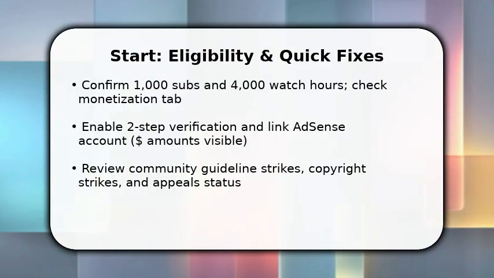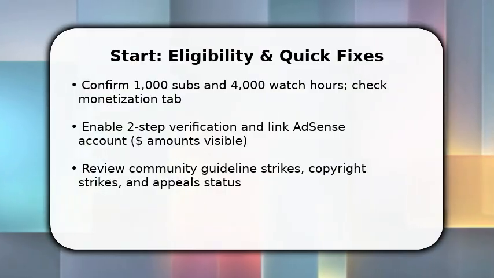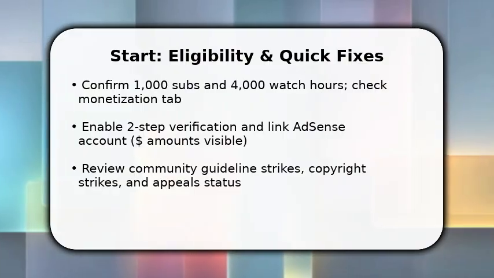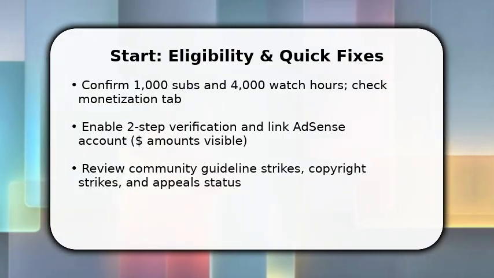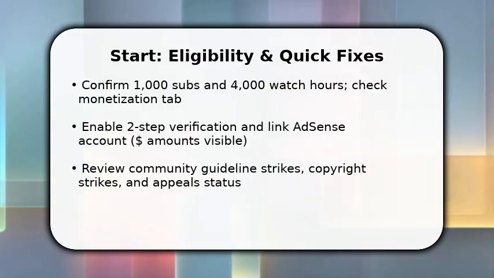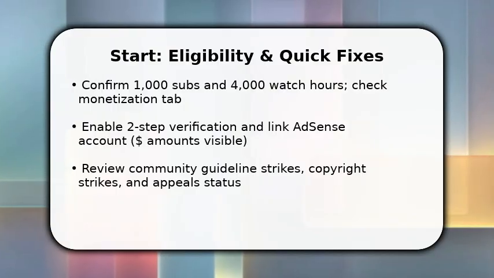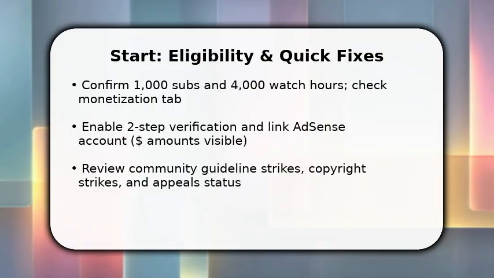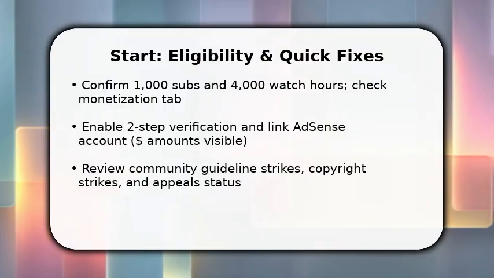You need to verify core eligibility now. Confirm 1,000 subscribers and 4,000 watch hours, and link your AdSense account so earnings can flow. Once done, enable two-step verification and double-check channel-level strikes. Strikes block monetization. Make sure your account info matches your tax and payment details.